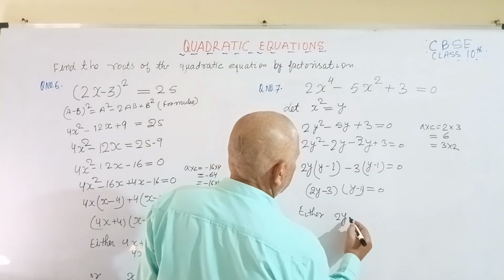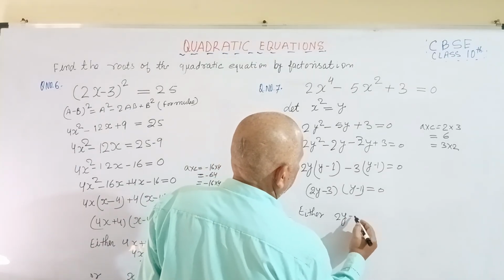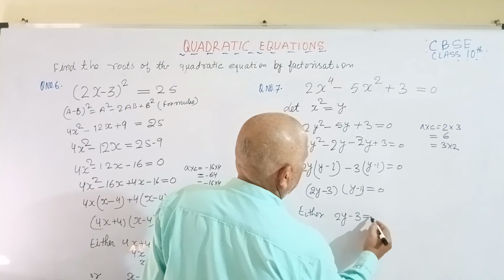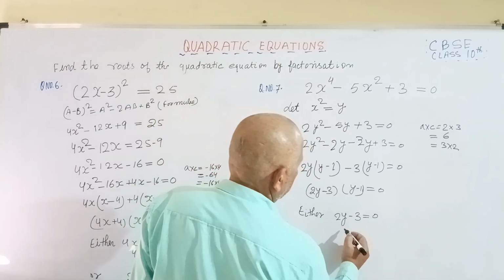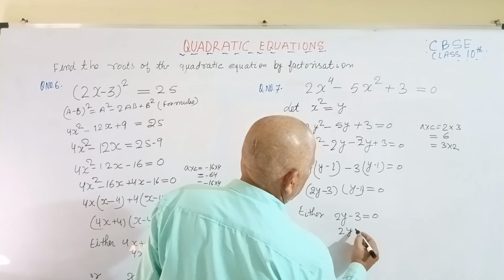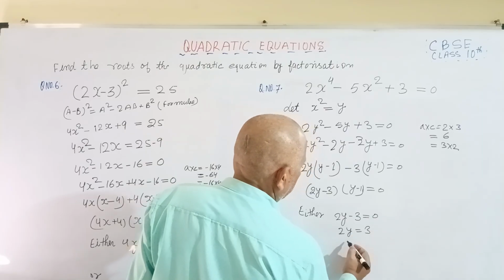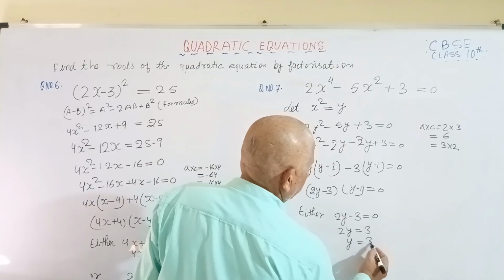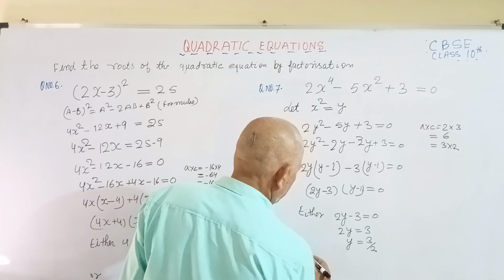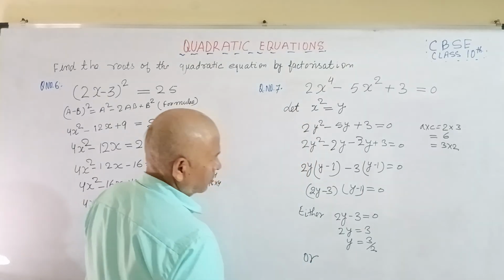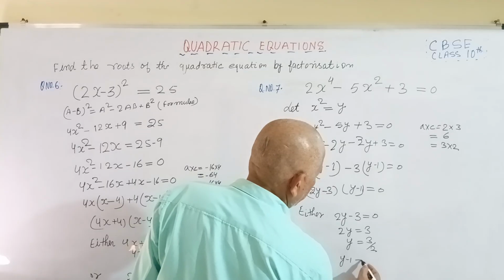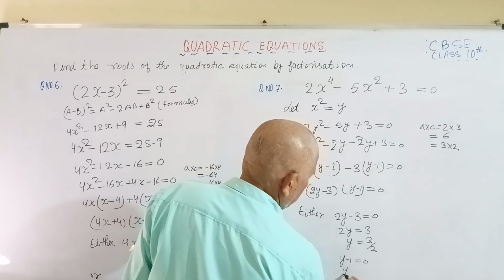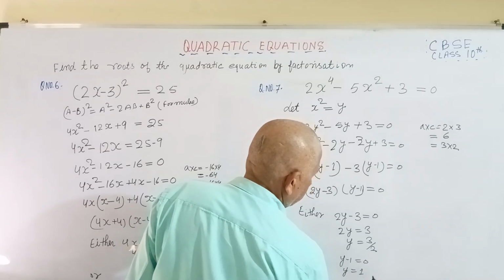Either 2y minus 3 equals 0 or 2y equals 3. Therefore y equals 3 by 2, or y minus 1 equals 0, or y equals 1.